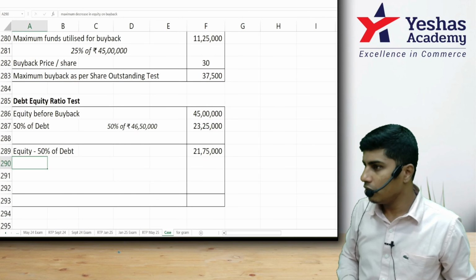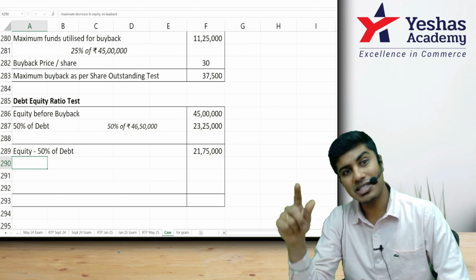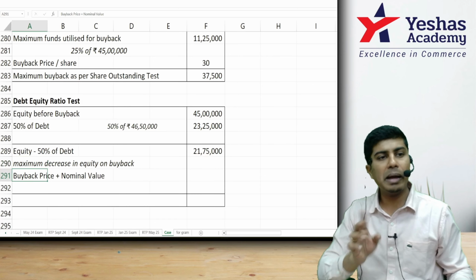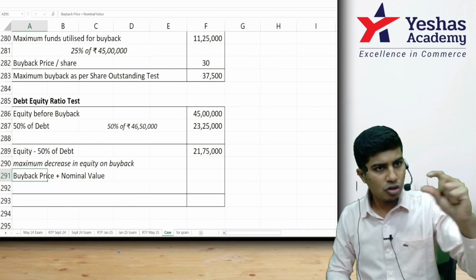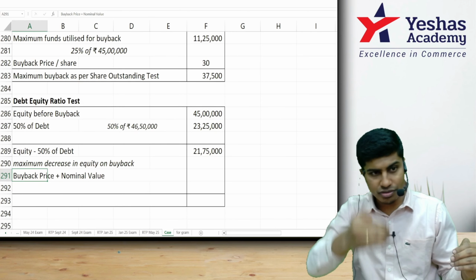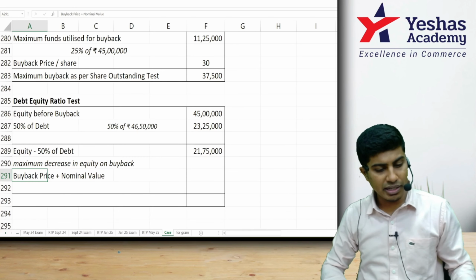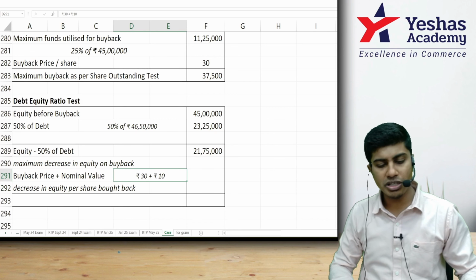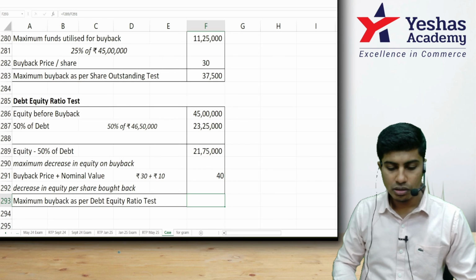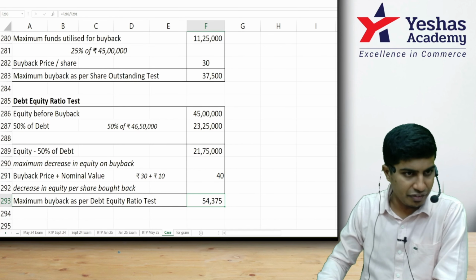Every time I buy back a share, nominal value of the share bought back will reduce my share capital. Buyback price will reduce my CRR and security premium. So I'll divide this 21 lakh 75,000 by buyback price plus nominal value. When I buy back, nominal value of share capital will reduce. Nominal value will be transferred to CRR, so reserves will decrease. Premium paid will be reduced from security premium, so that will also reduce. So the denominator is nominal value plus buyback price, which is how much? 30 plus 10, 40. Do 21 lakh 75,000 divided by 40. 54,375 shares is the maximum buyback that is permissible as per the debt equity ratio test.